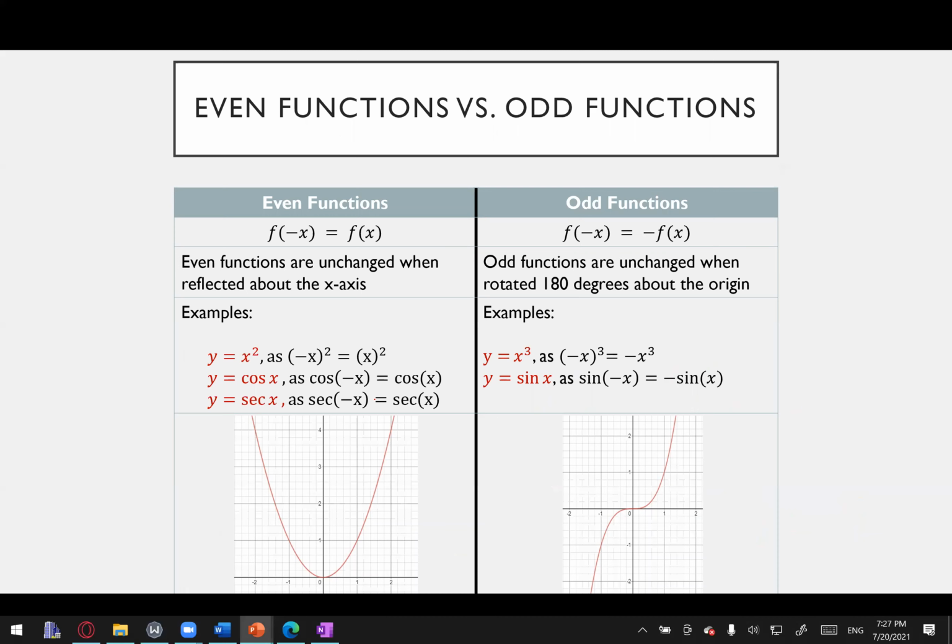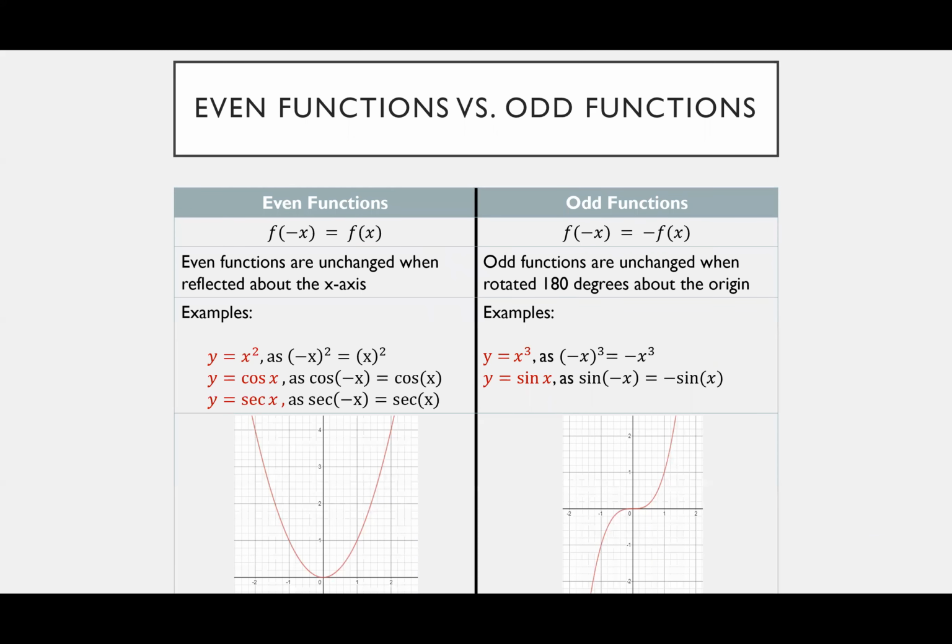Okay, this is more in the pre-calculus section of the homework, even functions versus odd functions. Even functions are whenever you plug in the negative version of your input, you get the same answer as if you plug in the positive version of your input. So that means you're reflected about the y-axis. So if I had a piece of paper and you folded it about the y-axis, you would end up being symmetric.